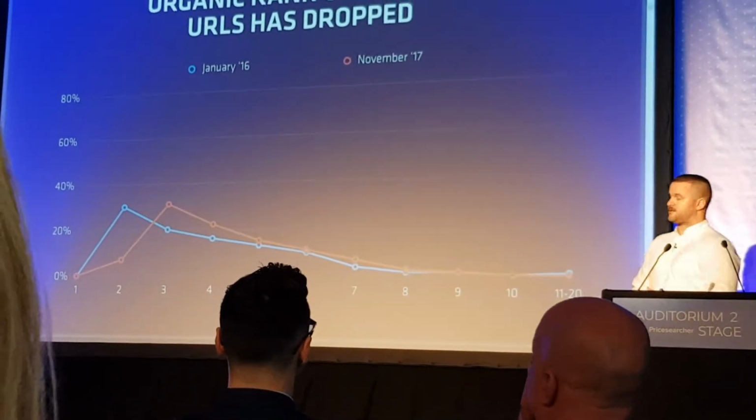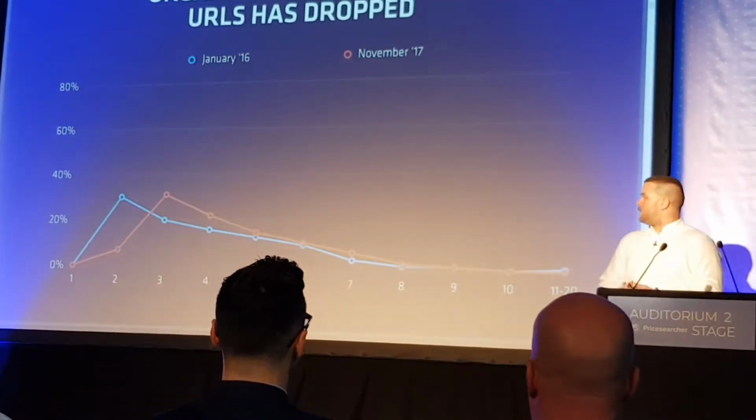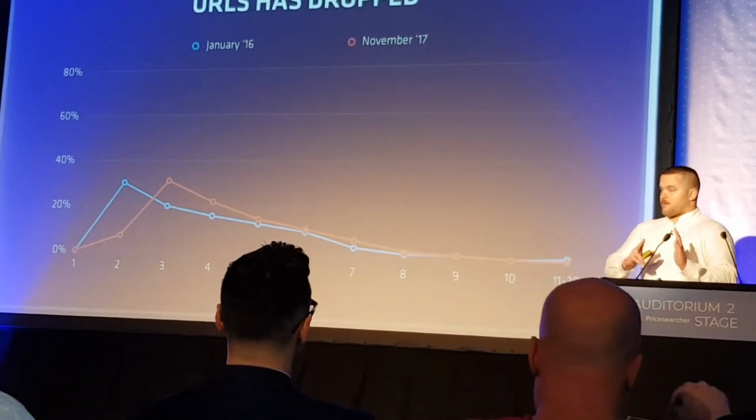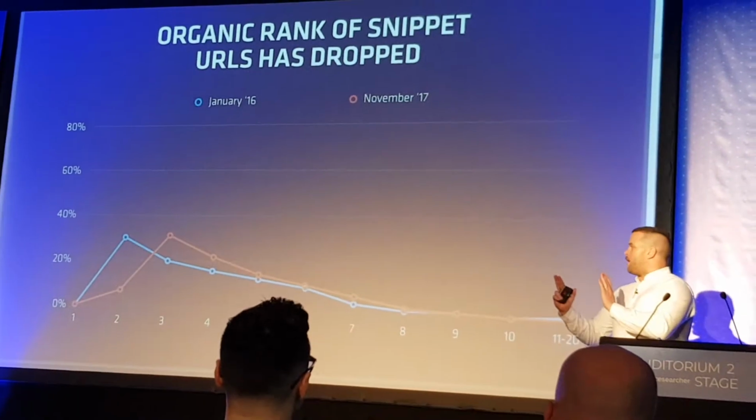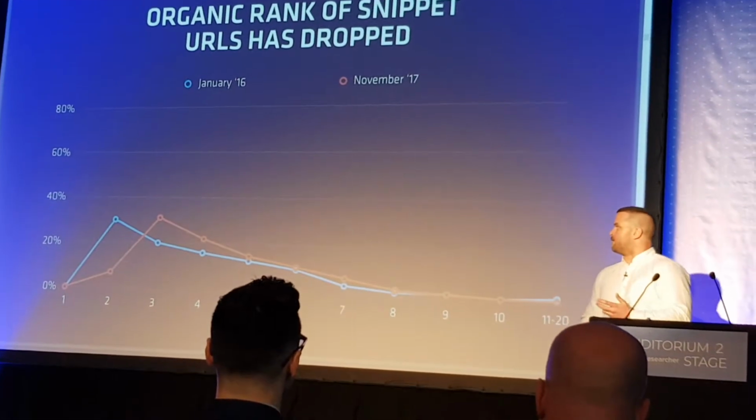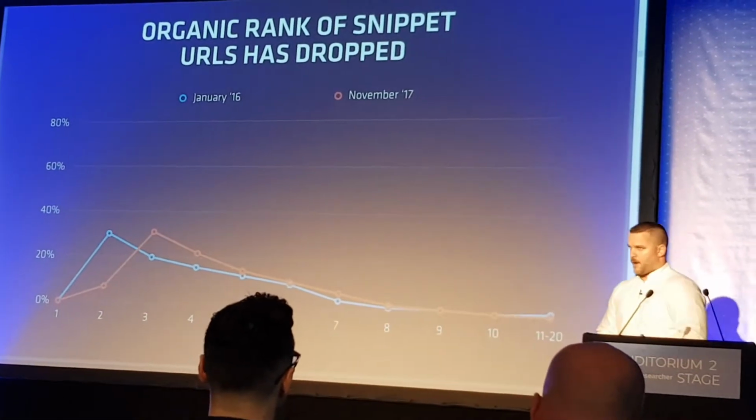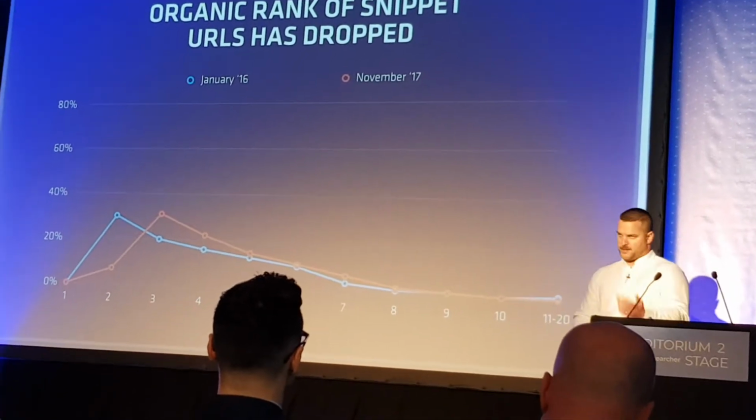I want to make sure you can see that so I'm not blocking the screen. So in the most recent run, we've seen everything shift down by 1. And you may look at that and think, hey, that's kind of cool. It means that the bar is lower. I don't have to rank as high in order to be eligible for a featured snippet.